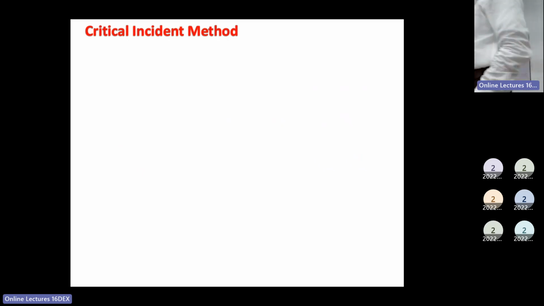Right. Then the critical incident method. Critical incident means a very important incident that has happened, which should be considered when evaluating performance. But when it comes to evaluation, one of the problems you have to face is the recency problem. Evaluators normally remember events which have occurred in the recent past.